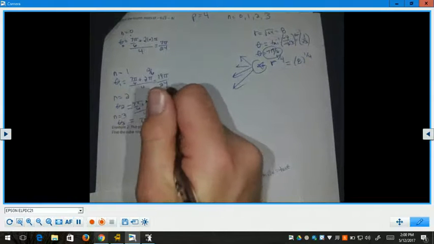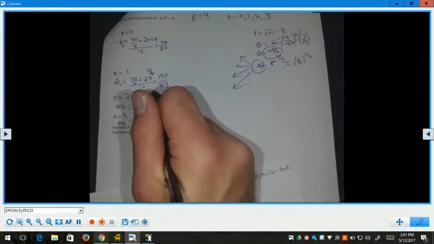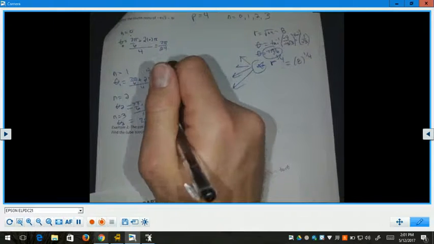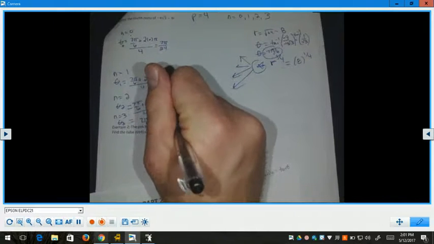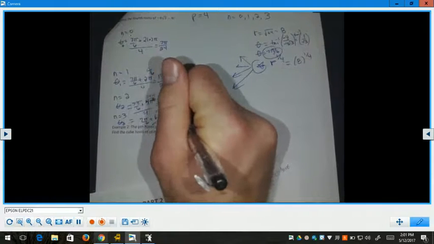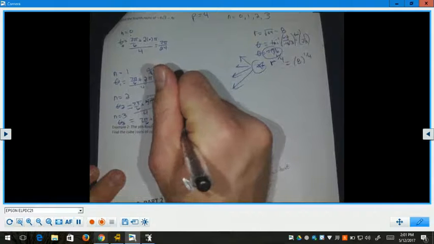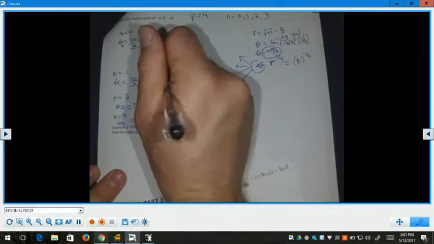This one times 6 is going to be 36 pi, plus 7 is going to be 43 pi over 6, times 1/4 is going to be 43 pi over 24. So there are our values for theta. I'll zoom in a little bit.